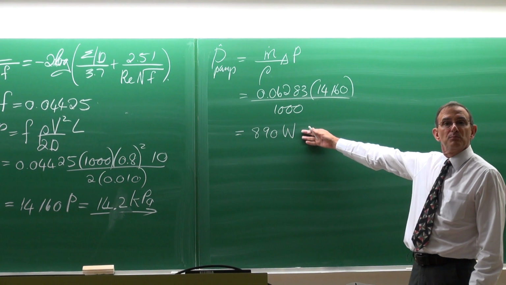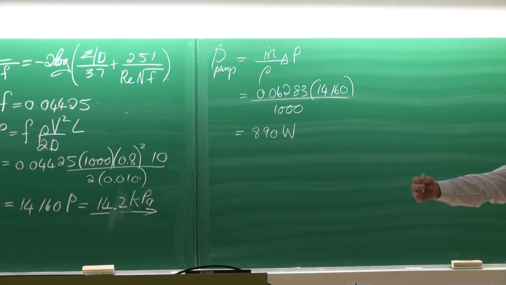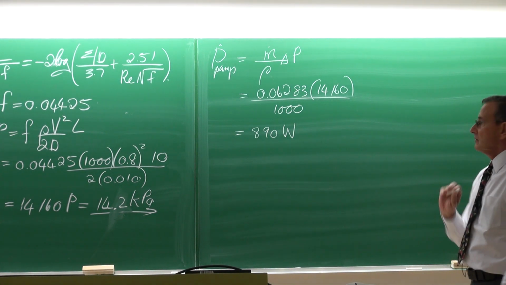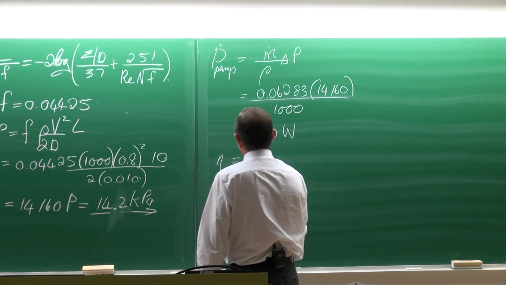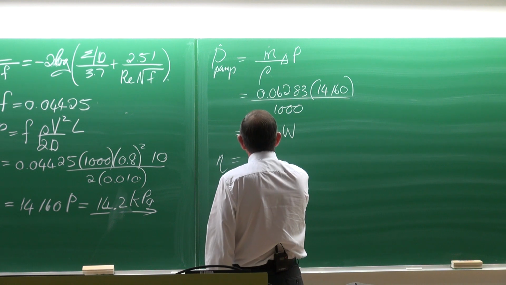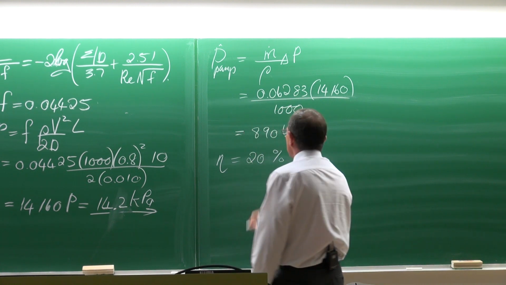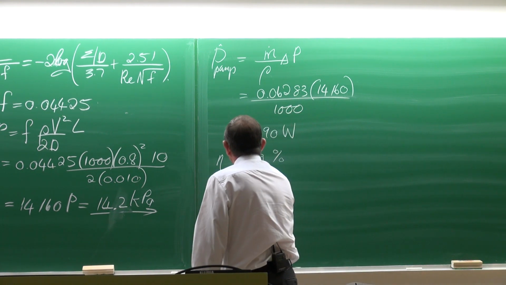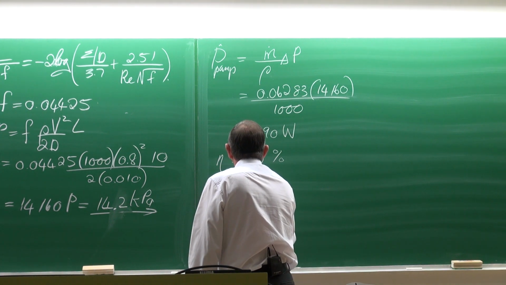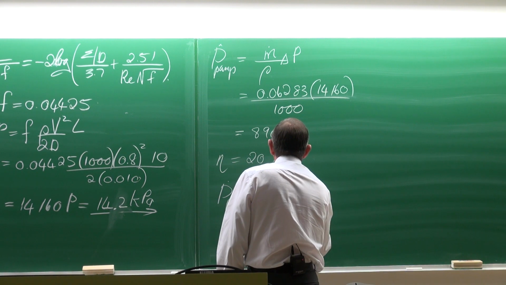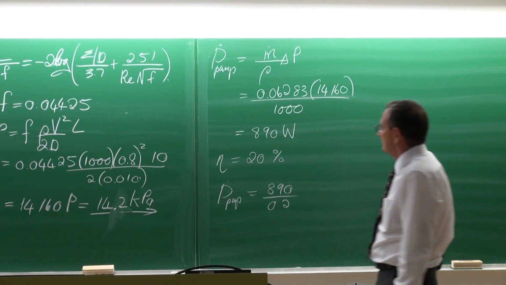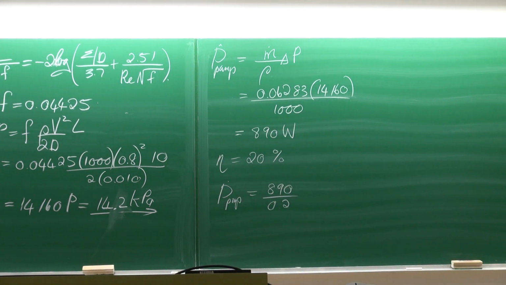This would be with the assumption that the pump has 100% efficiency. That is never the case. So let's suppose the efficiency of the pump is equal to 20%. Then the pump power would be equal to 890 divided by 0.2.